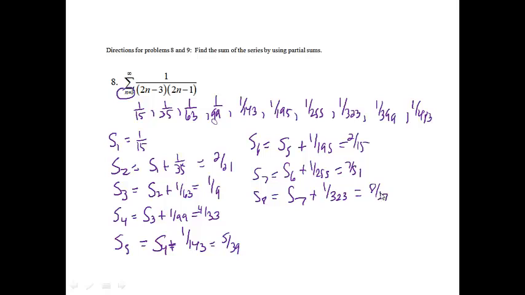And again, getting decimal approximations will definitely help as you're doing this. S of 9 will equal the eighth sum plus the next term in the sequence, which would be 1/399, and that will equal 1/7. And then the next one will be S sub 10, which will be S sub 9 plus the next term in the sequence, which would be 1/483, and that will equal 10/69.